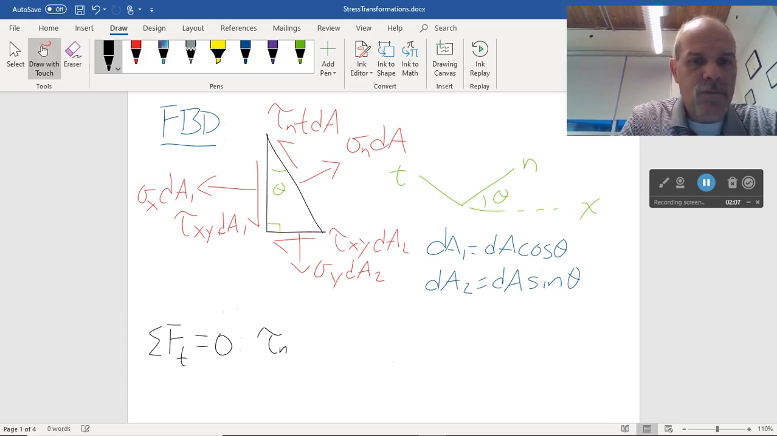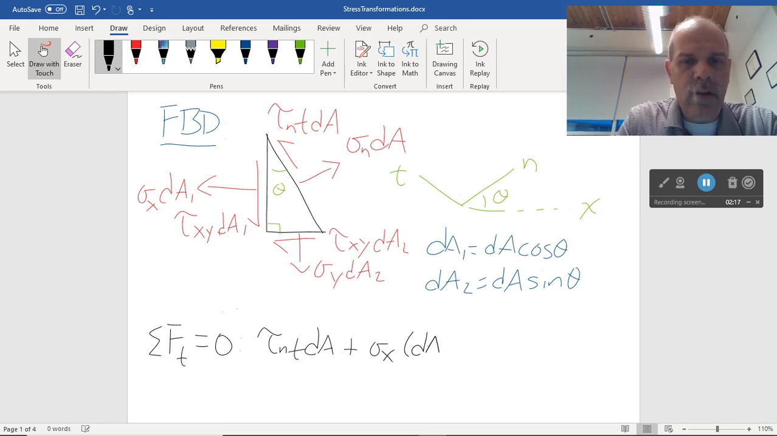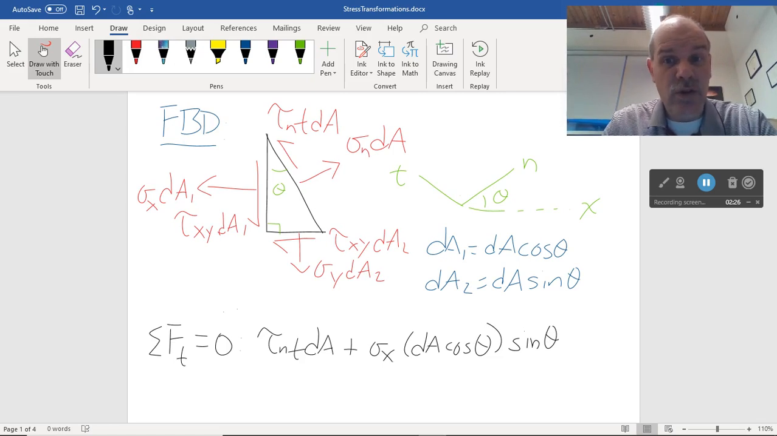Well, I'm going to have certainly tau nt times dA. I'm going to have a positive sigma x dA cosine theta times sine theta. The dA cosine theta is for the area. The sine theta is for the direction, because last time when we summed forces in the n direction, we used the cosine to go from x to n. So we have to use the sine to go from x to t, because n and t are 90 degrees apart. So it's just kind of a logic thing. And because sigma x dA1 is going left, and the t-axis goes up and left, that's going to be a positive.